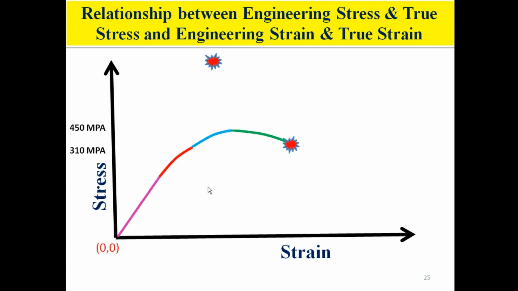This is my engineering stress strain diagram. You can see the limit of proportionality, yield point, ultimate, and then fracture. This is your typical engineering stress strain diagram. So if you see here, let's say you have 310 and 450, but you can see that it is going down. When you draw this, the fracture will come between 310 and 450.